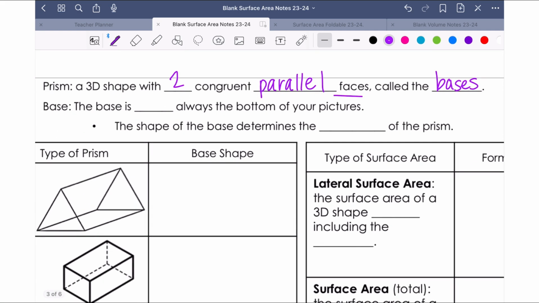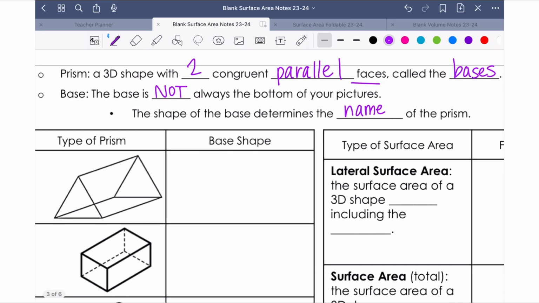These bases, they're not always at the bottom of our pictures, and that's very important to know, because we hear the word base and we think, oh, base, the bottom. But they're not always going to be at the bottom of your picture. And also the shape of the base is going to determine the name of your prism. And so we'll get into that here.